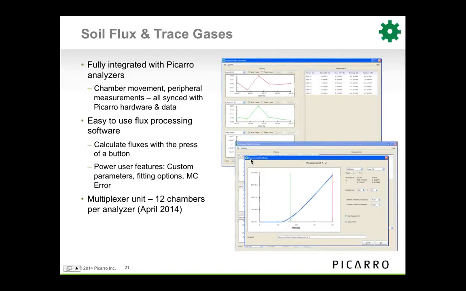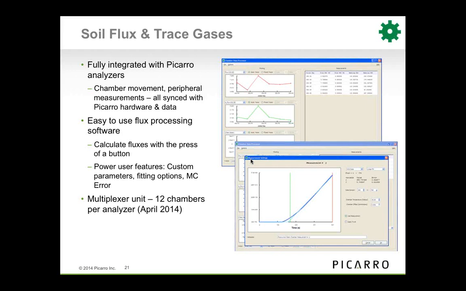The one point I wanted to make is that these chambers are fully integrated with the Picarro analyzers. So the Picarro controls all of the chamber movement. It collects all the peripheral data, so the chamber temperature. We have soil moisture and soil temperature probes that can be plugged into the side of the chamber. And all of that data is synced directly to the Picarro hardware and directly to the Picarro data files.